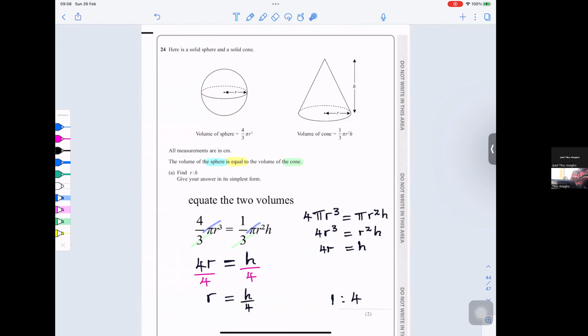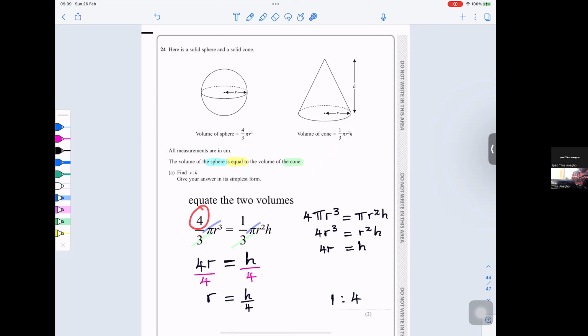You want to equate the two volumes because they say they are equal. So the volume of the sphere, 4 over 3 pi r cubed. Volume of the cone, 1/3 pi r squared h. We can cancel out what is common in both of them. We can cross out the pi. There's 1/3, 1/3, we cross that out.